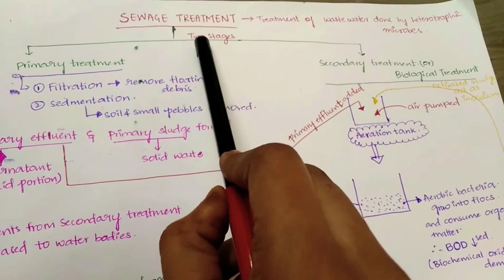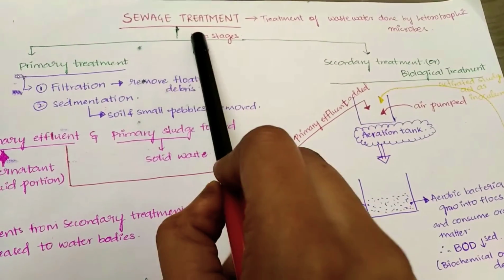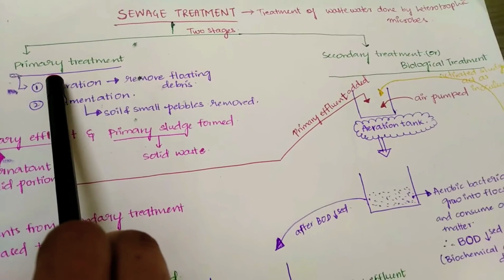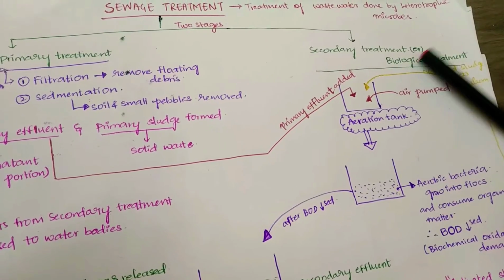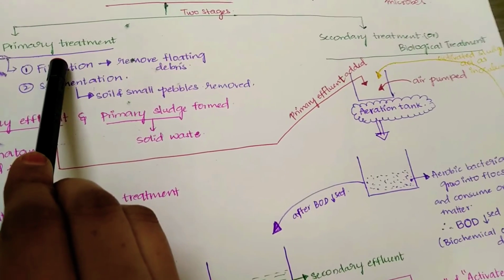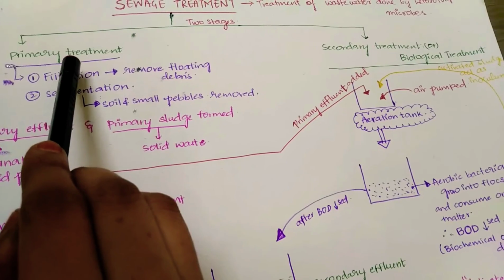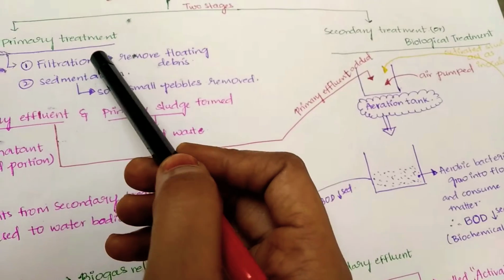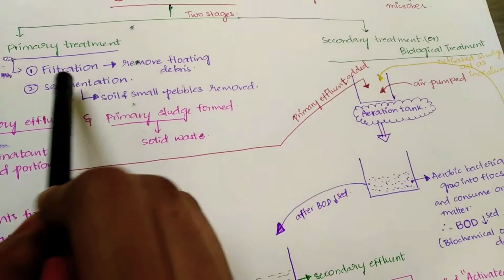The sewage treatment is done in two stages. The first is called primary treatment, and the second one is called secondary treatment or biological treatment. Primary treatment basically involves the physical removal of particles, whether large or small. How are these large and small particles removed? By the processes of filtration and sedimentation.